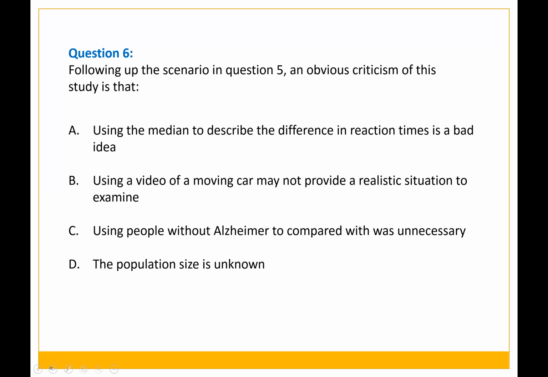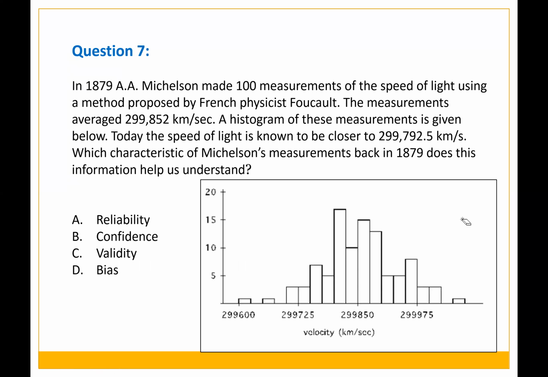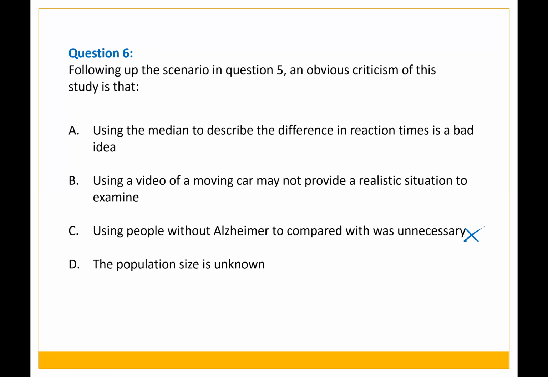C, using people without Alzheimer's to compare was unnecessary. Okay. You need some people without Alzheimer's. That's the entire point of learning about the problem with Alzheimer's and not some other variables. So C is not right. D, the population size is unknown. Again, you cannot control how many Alzheimer's people there are in the entire world population. And the thing with samples is, as we said, the reliability depends on the sample size and not the population size when we talk about margin of error. So the population size is not really a concern here.